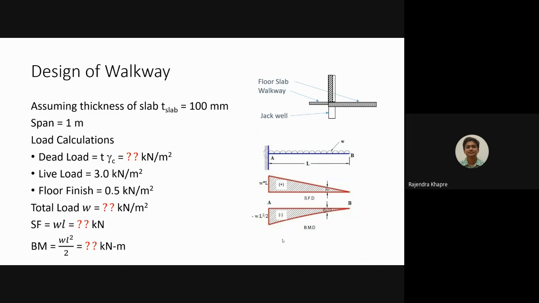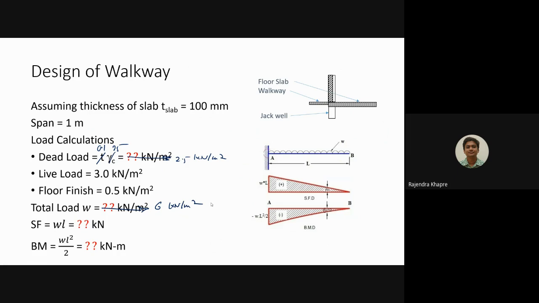You can quickly see the dead load. If you consider the thickness of the slab as 100 mm, the thickness will be 0.1, density will be 25. So this gives you 2.5 kilonewtons per meter square. Live load, you can assume a higher value, say 3. Floor finish can be 0.5. So the total load, that is 2.5 plus 3 plus 0.5, comes out to be 6 kilonewton per meter square. So this is a simple cantilever slab.